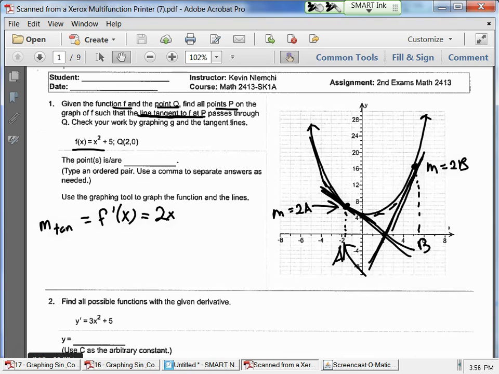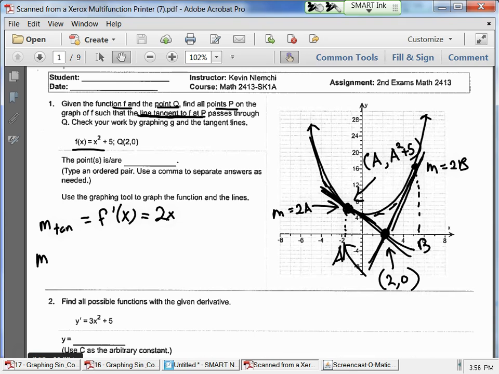So what we're going to do now is realize that if we have a point up there, and then the point (2, 0), we can find the slope of that secant line using the slope formula. So we've got (2, 0), and then this point over here is going to be (a, a squared plus 5). We know that because the height is based on the formula f of x equals x squared plus 5.